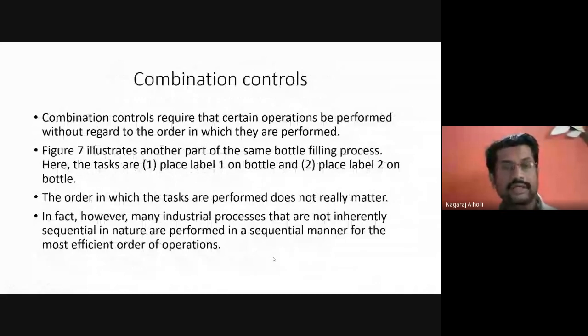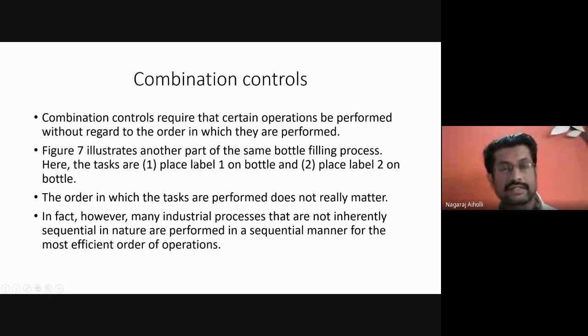Then in the combinational controls, what happens? It requires that certain operations be performed without regard to the order in which they are performed. The order is not important in combinational controls. In sequential, order is important. In combinational controls, order is not important, but it should finally satisfy the user's requirements, or it should serve the final purpose.